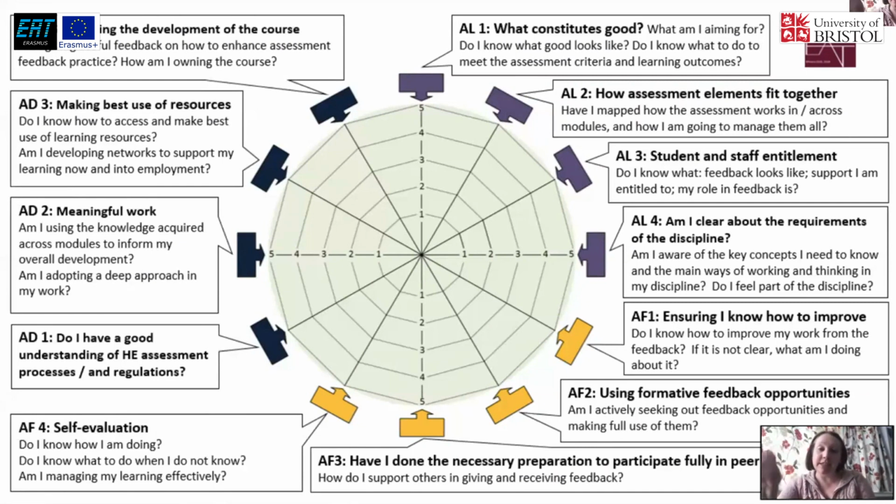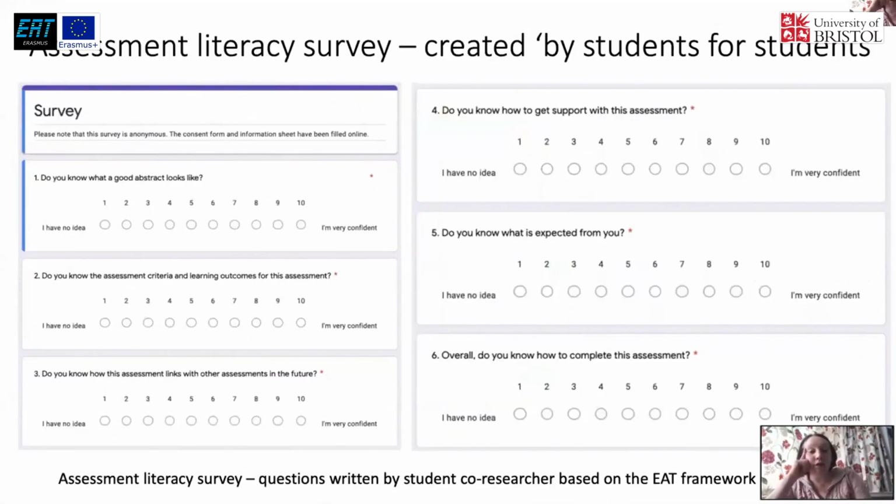This particular case study focused very much on the assessment literacy domain, but as Steve said, they are very interlinked. So Kaiser created this assessment literacy survey. Again, it's very simple. It's 6 questions that are based on the EAT framework. So how do you know what a good abstract looks like, for example? And the students would then rank themselves from 1 to 10. And they were asked to do this before a collaborative learning session and afterwards. This was a voluntary session they could come along to that was run by final year undergraduate students to help them understand their assignment.